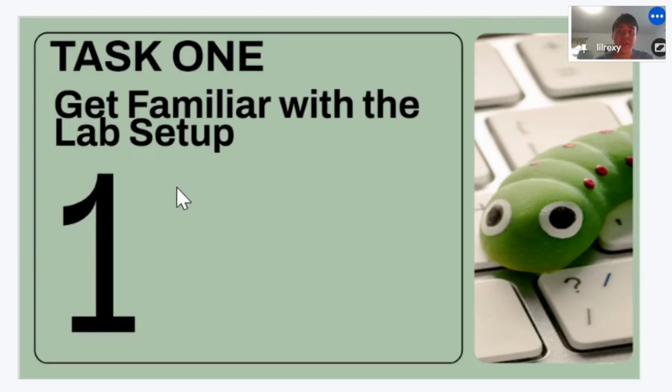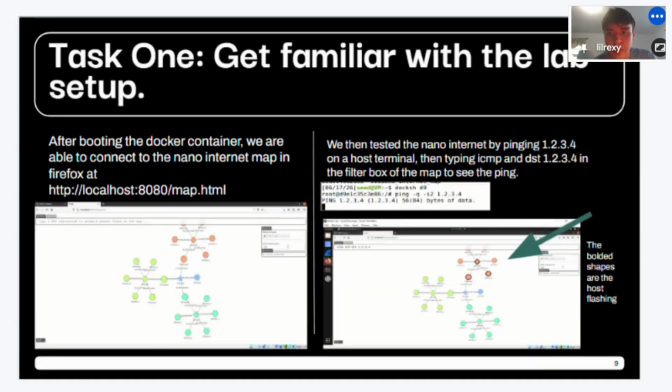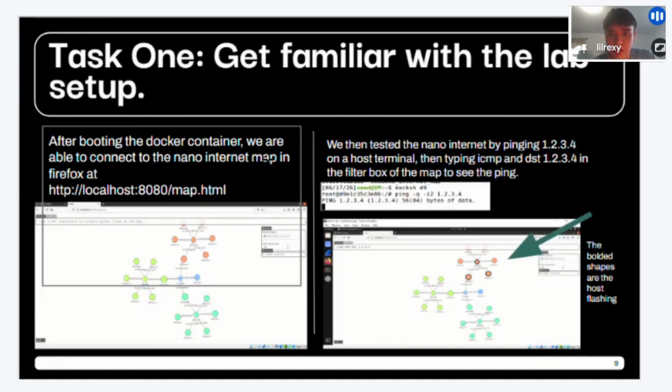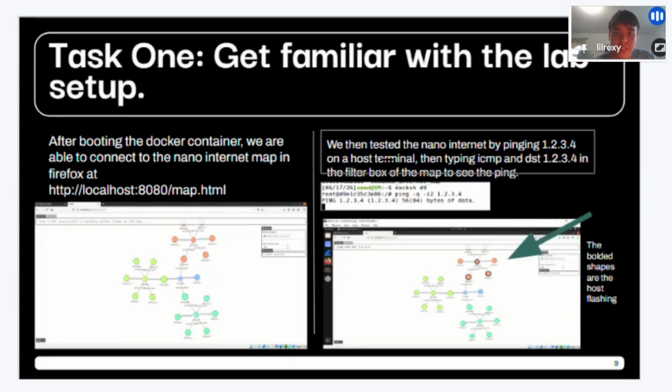Task 1, get familiar with the lab setup. After booting the Docker container, we are able to connect to the mini internet map in Firefox at the link shown here. We then tested the mini internet by pinging 10.152.0.1 on a host terminal, then typing icmp and dst 10.152.0.1 in the filter box of the map to see the ping.